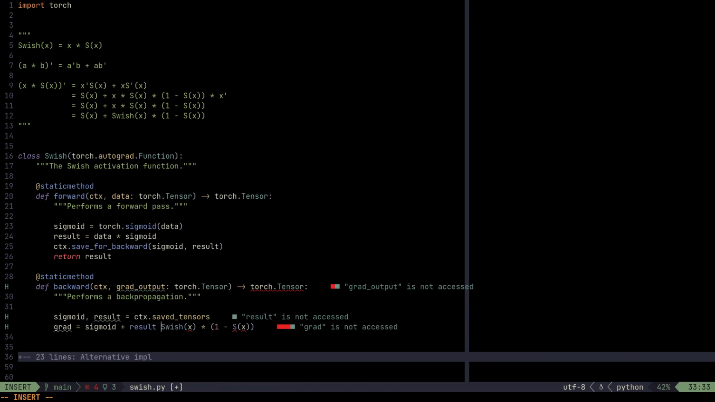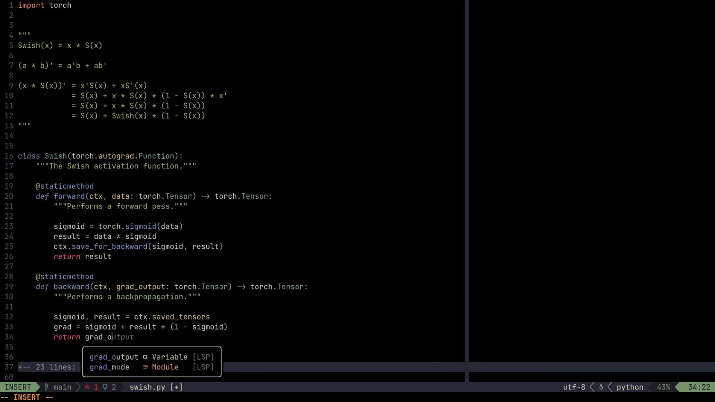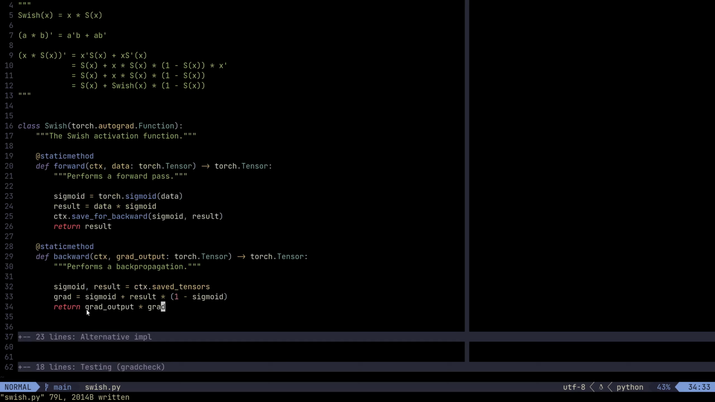Swish of x, what is that? That's just the result. 1 minus S of x, what is that? That's 1 minus sigmoid. And finally, we multiply grad output by the grad. So that's the chain rule pretty much, right? We multiply the gradient we got up until this point by the gradient of swish. And we're done. That's the entire implementation of the swish activation function.